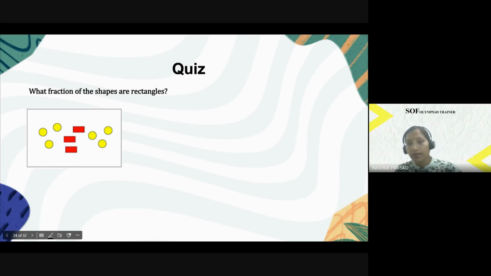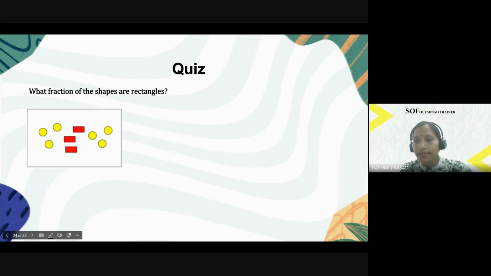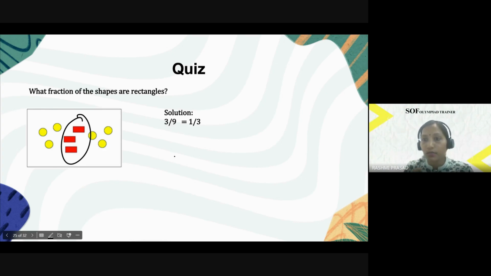Shivam, what's your answer? Can you tell me, Shivam? 3 upon 9. Very good, very good. Anyway, you guys are getting the correct answer. It's 3 upon 9, because there are 3 rectangles and the total number of shapes is 9. There are 9 shapes in total. Out of 9, 3 are rectangles.